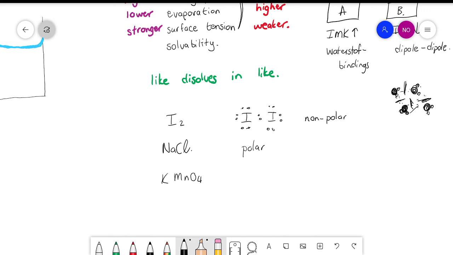KMnO4. This is also actually an ionic salt. Both of them are ionic salts. But for the sake of this practical, we are going to regard them as polar.